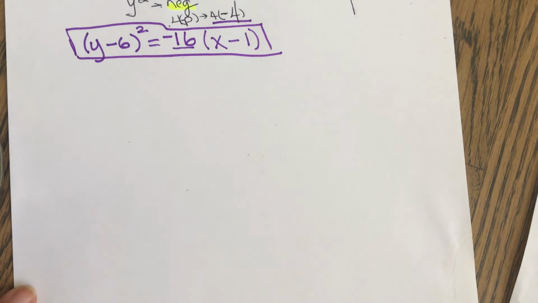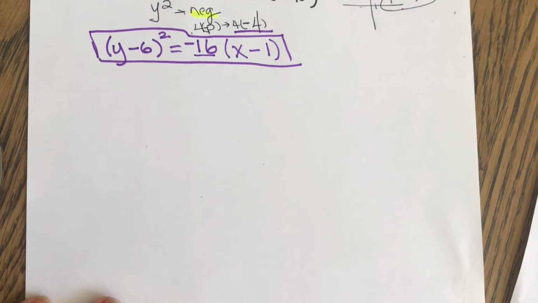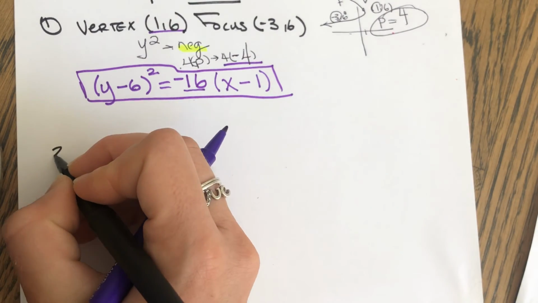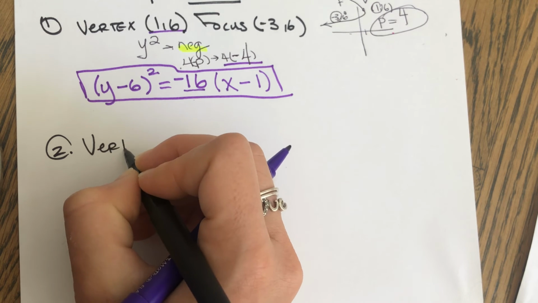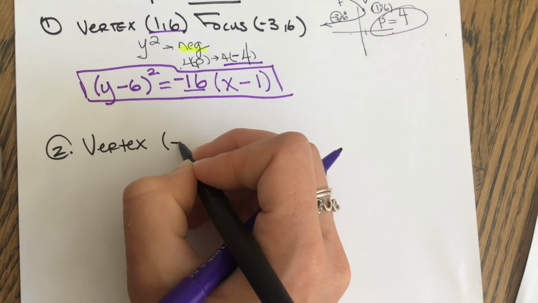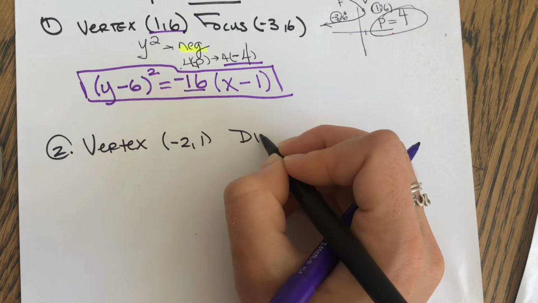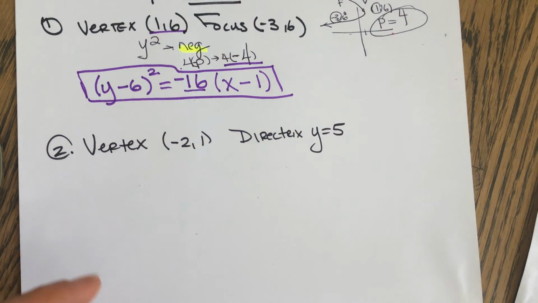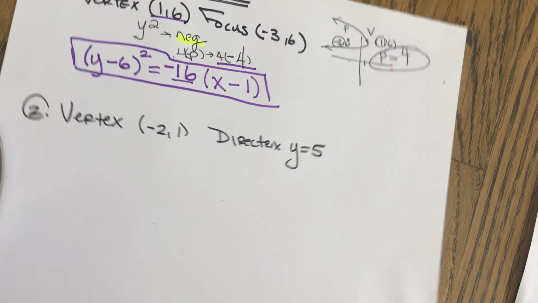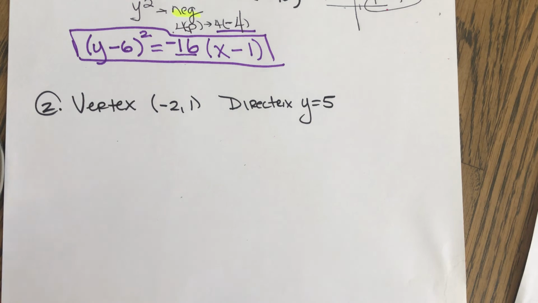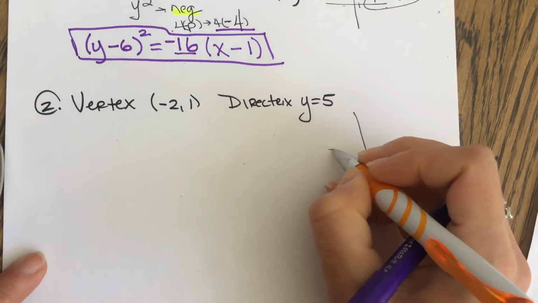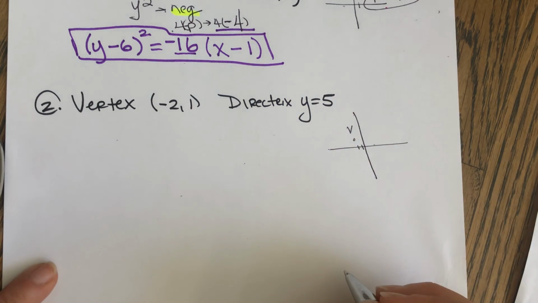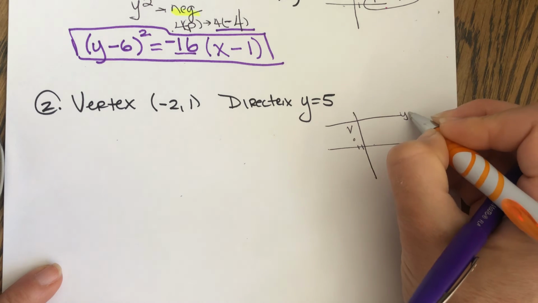Okay. Obviously, I could have done the other one. I'm not doing the other one, but let's do your last one, and then you guys are done. So for your second one, I could also give you guys a vertex, let's say -2,1. And in this case, I'm giving you guys your directrix of y equals 5. Okay, so we're doing the same thing. We're going to sketch. So I got a -2,1 vertex, and my directrix is y equals 5.